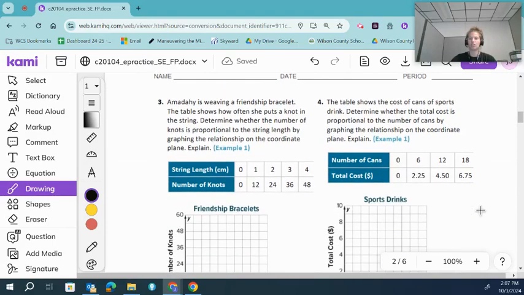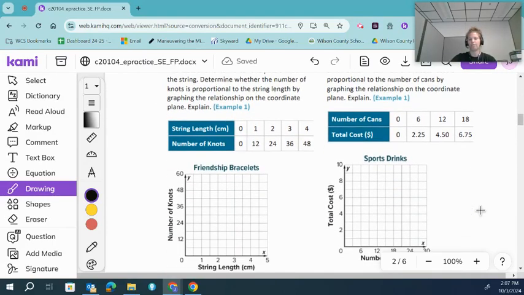And here are 2 more that you can try on your own right there.